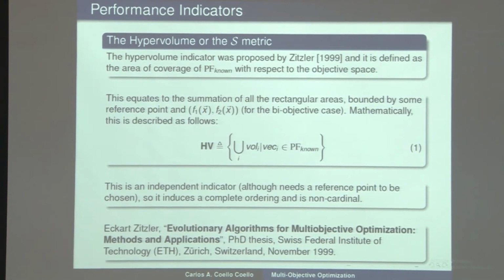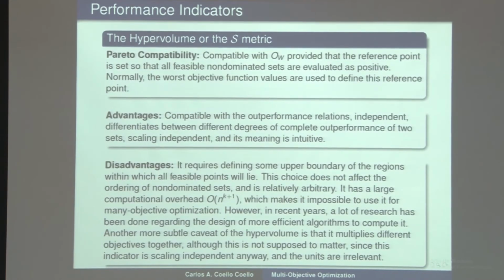This is an independent indicator, in the sense that it's not necessary to have the outcome of the other algorithm, and it's not necessary to have a reference set. However, we need a reference point. It induces a complete ordering and is non-cardinal. It doesn't count things. It just gives me a real number, a numerical value. It is compatible with OW, provided that the reference point is set so that all feasible non-dominated sets are evaluated as positive. And this is an important point: it should not give me negative numbers.